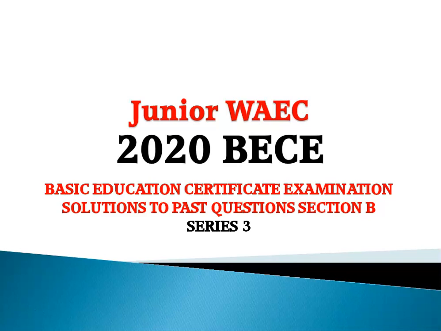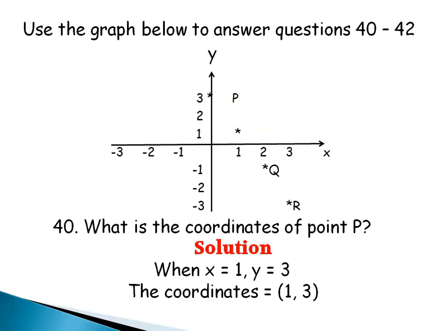So this is the series 3 of our section B. Let's continue from where we stopped. Use the graph below to answer question 40 to 42. So this is our graph. You can see point P, you can see point Q, point R. Question 40 says, what is the coordinate of point P?